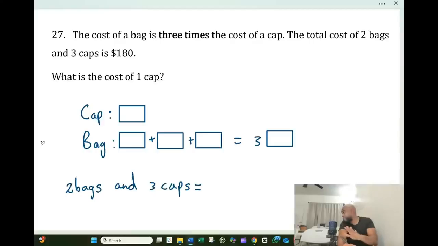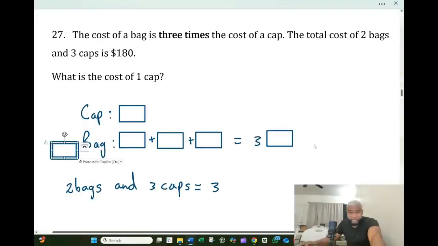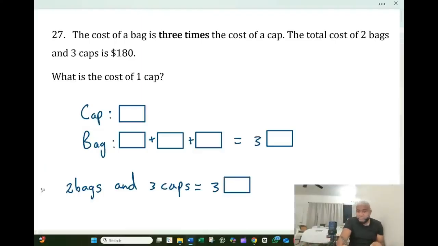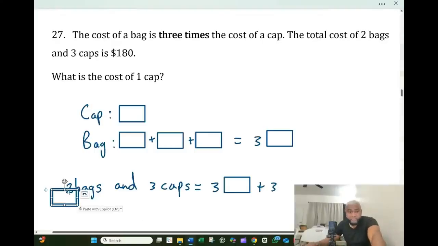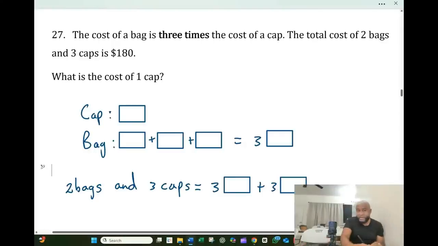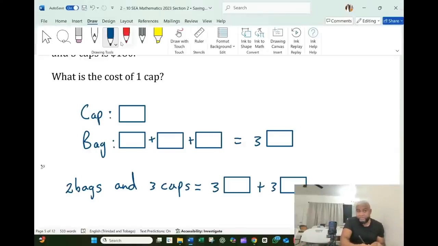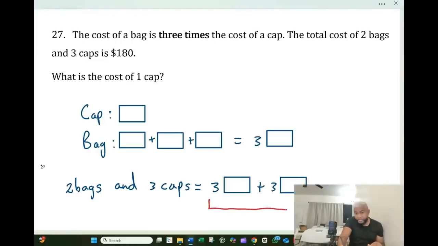Composure is everything in this exam. Compose yourself, watch the information. 2 bags would actually be 3 rectangles plus 3 rectangles. Everybody with me there? Let me put it in red. This will be 2 bags. You all with me there?